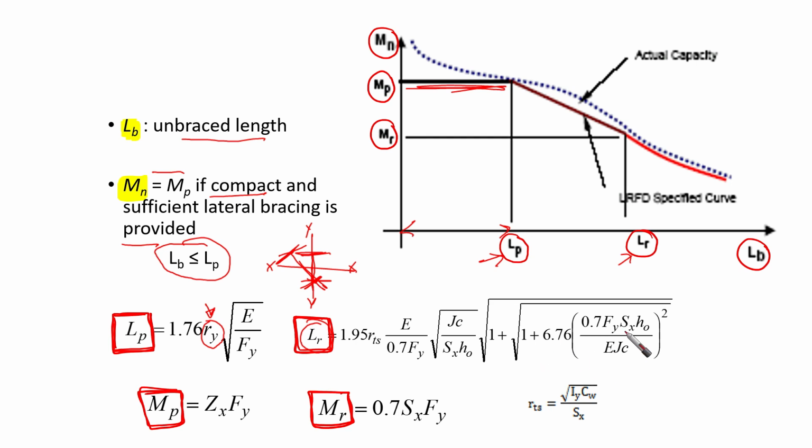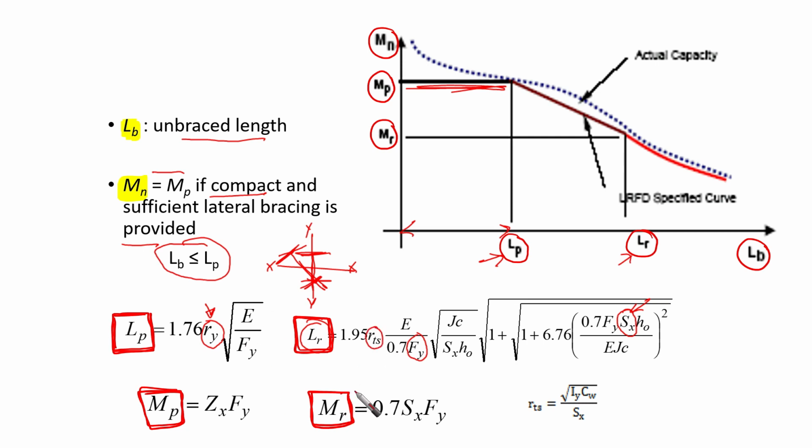So by default, you're going to find something that is grasping your eyes. For example, SX, elastic section modulus. Okay, this is number one. Number two, you are going to find F yield is always there in every part, but here F yield is outside of any radicals. It's not like this, right? Then there is something called RTS.